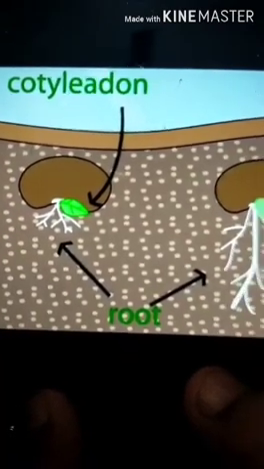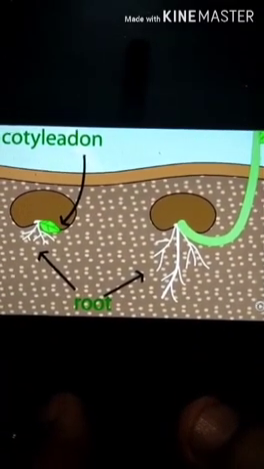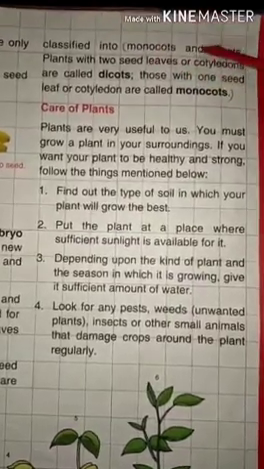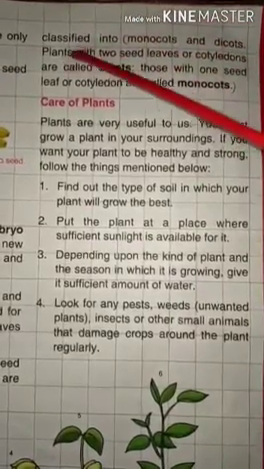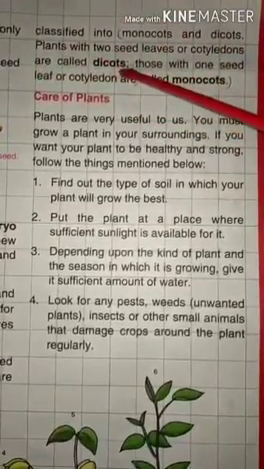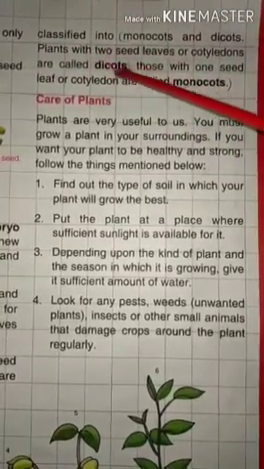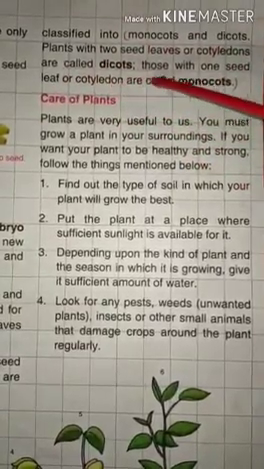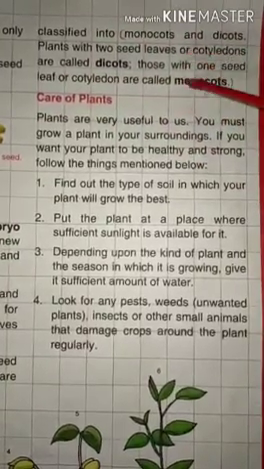On the basis of the number of seed leaves present in seeds, plants are classified into monocots and dicots. So now what are monocots and dicots? Plants with two seed leaves or cotyledons are called dicots, and those with one seed leaf or cotyledon are called monocots. So we understood about monocots and dicots.